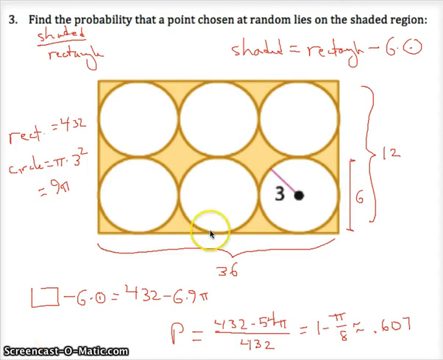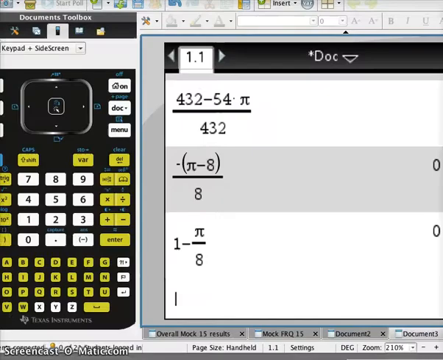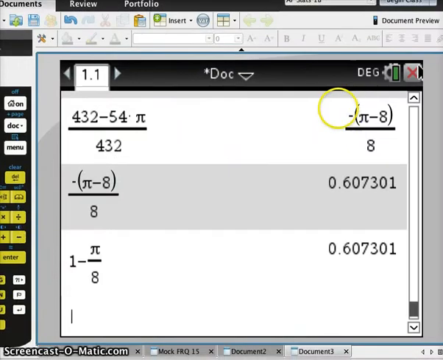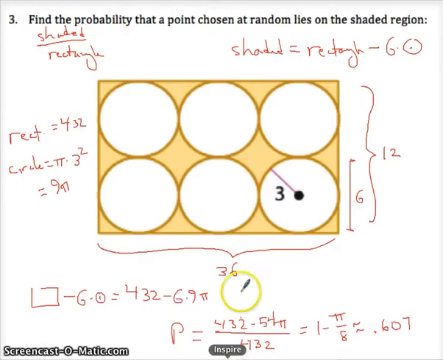When it comes out in the calculator, it comes out kind of strange. I actually got this negative pi minus 8 over 8, which is the same as 8 minus pi over 8, which actually simplifies to look like this, which I kind of like better. You don't have to do it that way, but I thought it was kind of cute to write it that way. Anyway, as a decimal, it's 0.607.